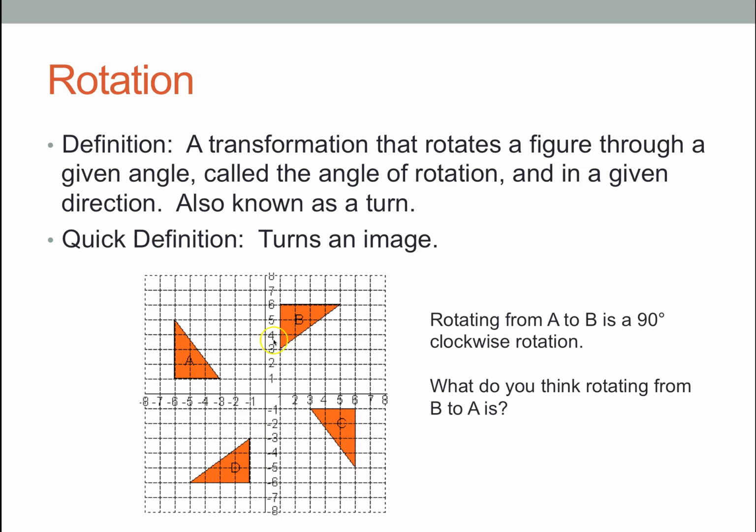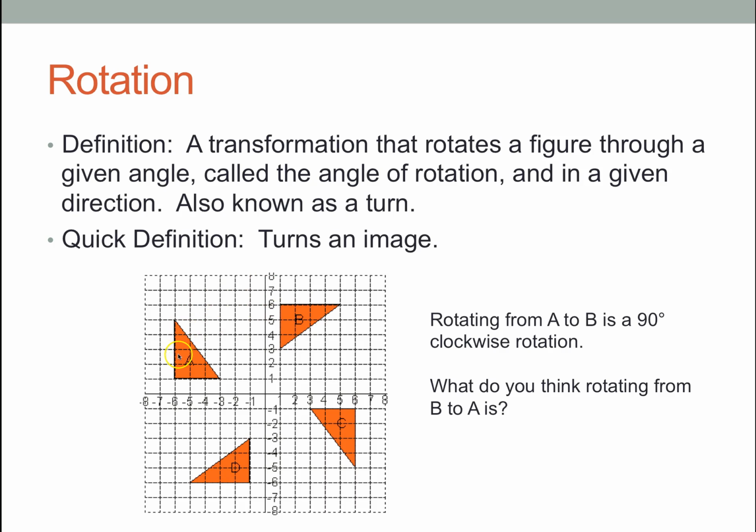I've got 4 different triangles here, A, B, C, and D. So let's start with A. If I rotate from A to B, I'm rotating 90 degrees clockwise. So if you remember, 90 degrees would be a right angle. And you can think that I am moving this triangle 90 degrees around in the circle.